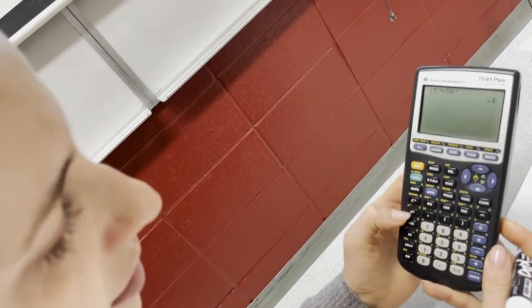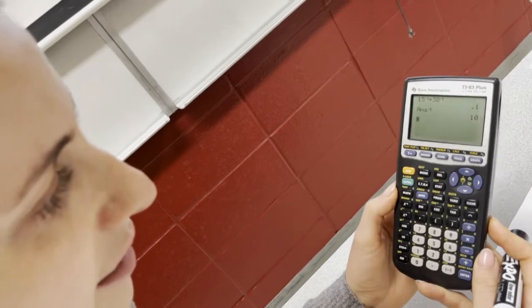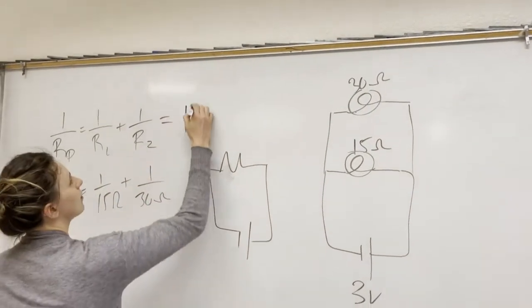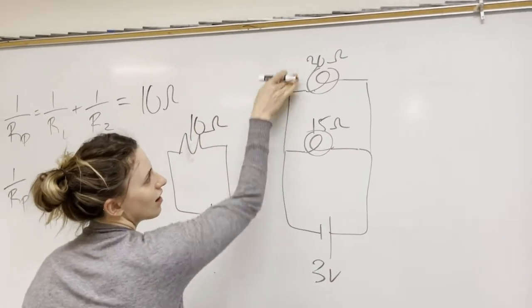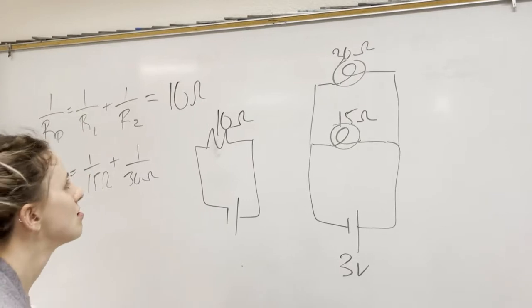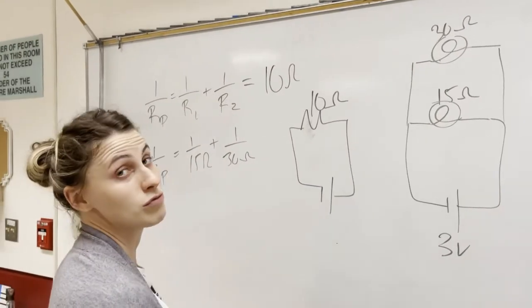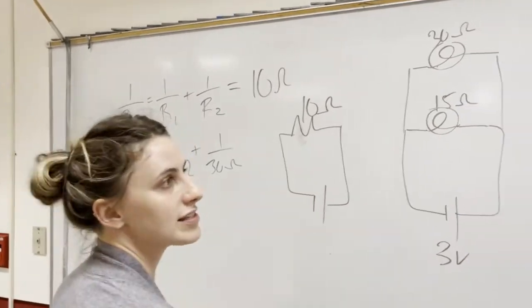Are we done yet? 0.1 is not the answer. You have to hit the x to the negative 1 again. I get 10. 10 ohms. And you have an expectation of what the answer should be, because it should be less than either of the resistances that are already there, because it's a parallel circuit. Exactly. That's a really great point there, okay? So, that's that first one.